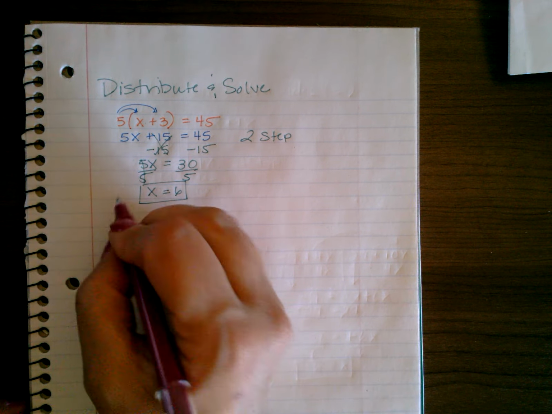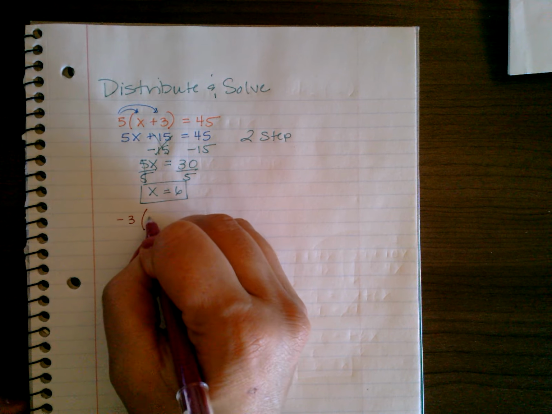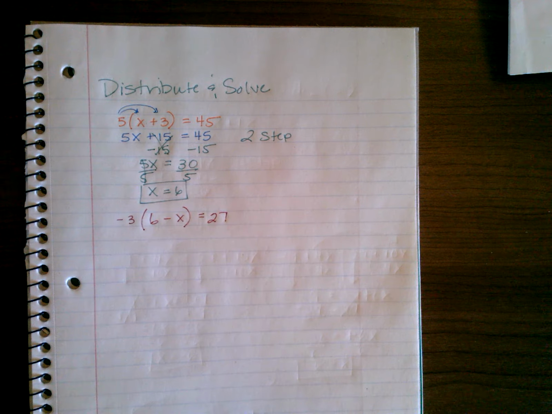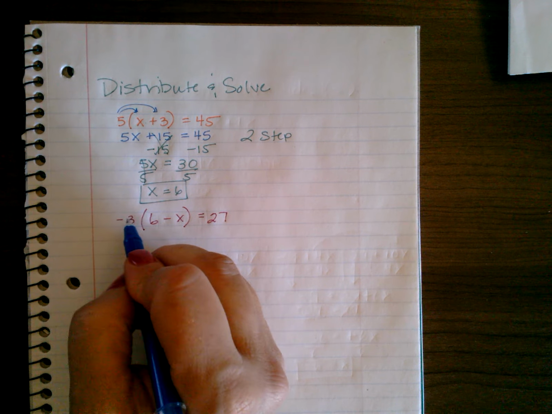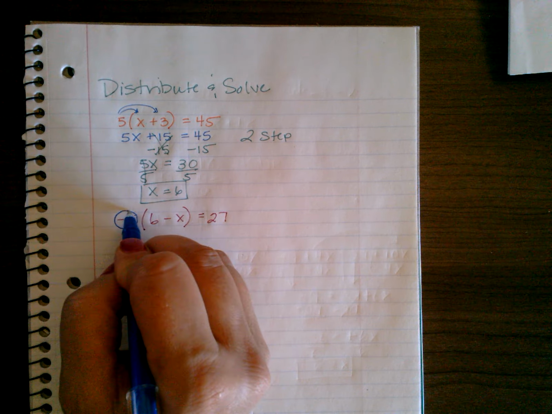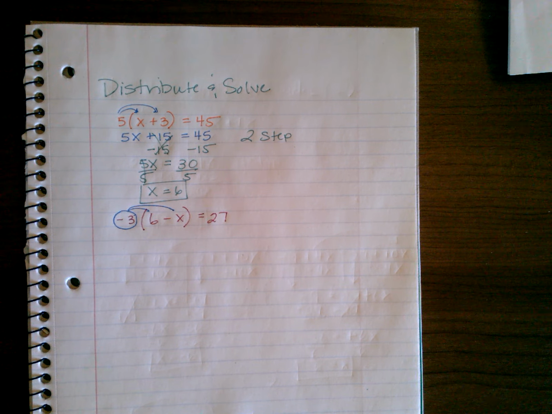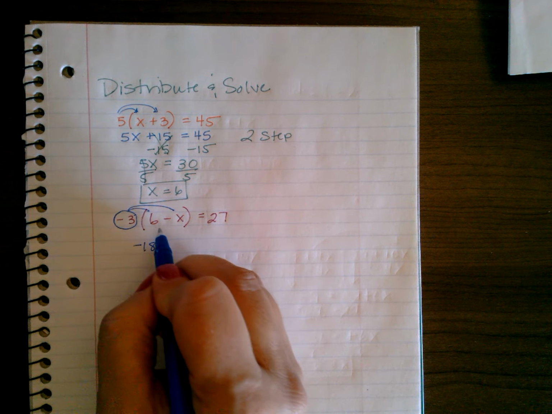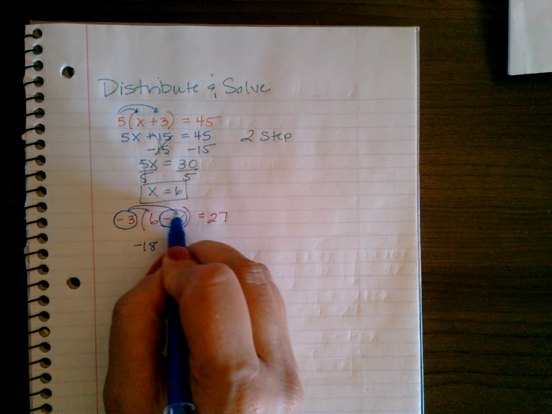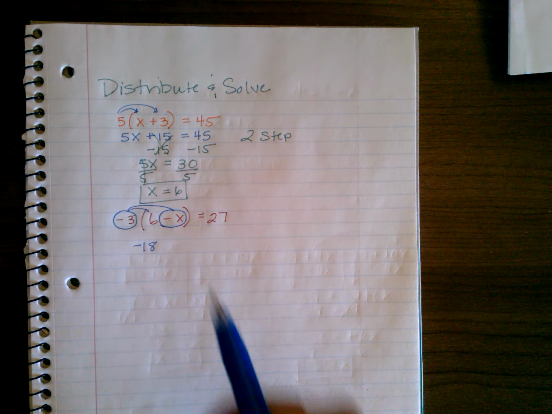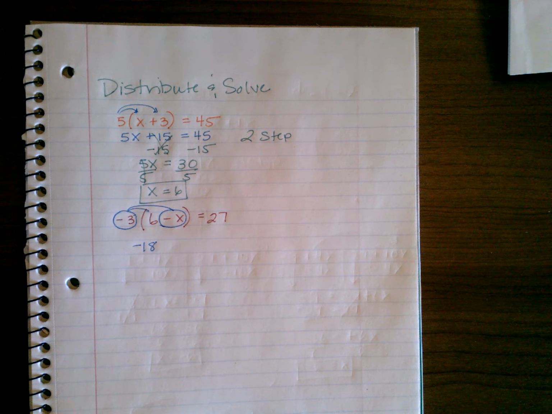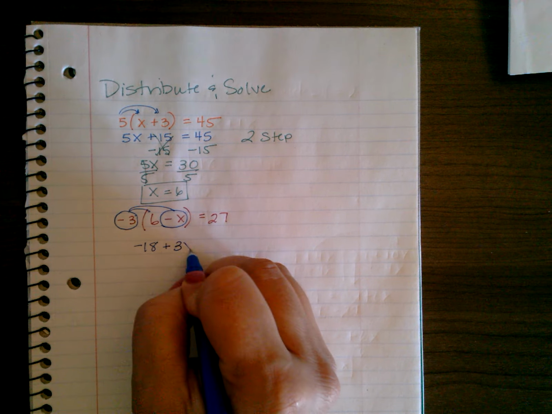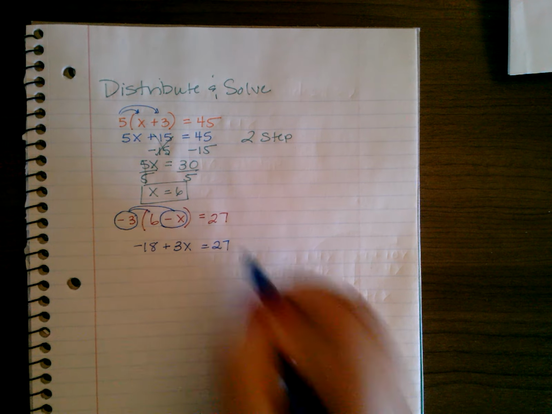Another example would be negative 3 times (6 minus x) is equal to 27. The first thing we need to do, and we're going to be very careful with negative signs, is distribute the negative 3. Negative 3 times 6, negative 18. Be very careful. That's a negative x. Remember, as I said, without a number there, that means there's one x. Negative times negative is positive. 3 times 1 is 3.